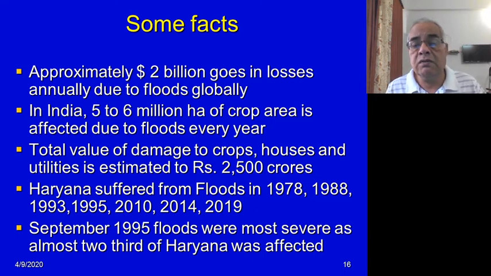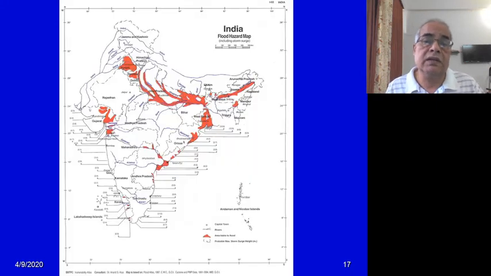Haryana also suffered the floods in 1978, 88, 93, 95, 2010, 2014 and 2019, and each and every one of them. The 1995 floods, which you had discussed in the previous class, were one of the most severe floods in the history of Haryana. So as I was telling you, all these red areas you are seeing are the areas where we are having the flooding because of the rivers, because of the excess of the water.